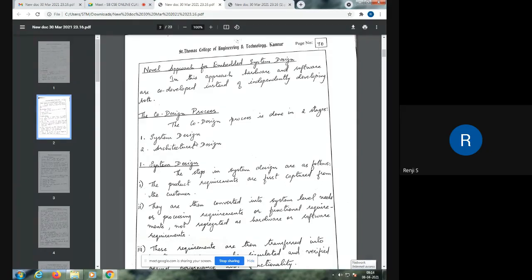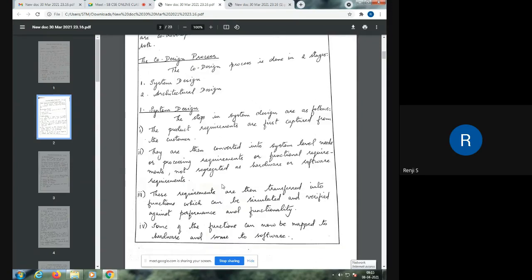So, in the novel approach of embedded system design, those drawbacks were abandoned, and in this approach, hardware and software are co-designed instead of independently developing both. And this process of co-design is called the co-design process, the hardware-software co-design process. So the new approach for embedded system design is called the co-design process or the hardware-software co-design process. Now, what is this co-design process, and what are the steps in the co-design process? That is what we are going to continue.